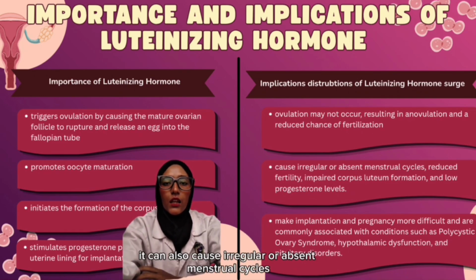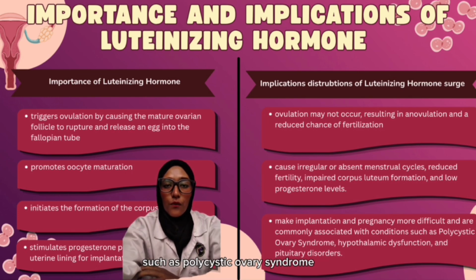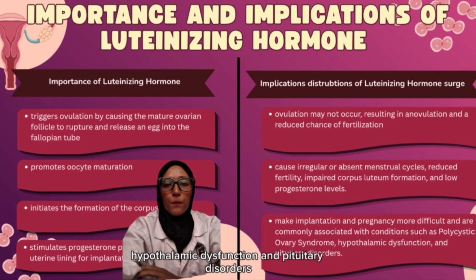of fertilization. It can also cause irregular or absent menstrual cycles, reduced fertility, impaired corpus luteum formation, and low progesterone levels. These effects make implantation and pregnancy more difficult and are commonly associated with conditions such as polycystic ovary syndrome, hypothalamic dysfunction, and pituitary disorders.